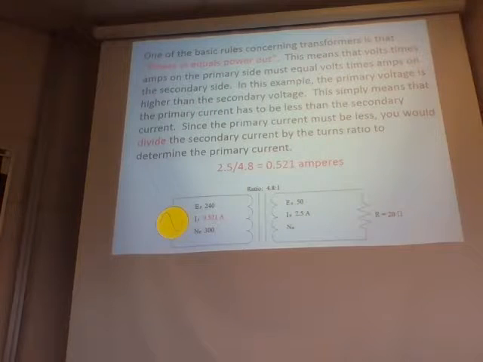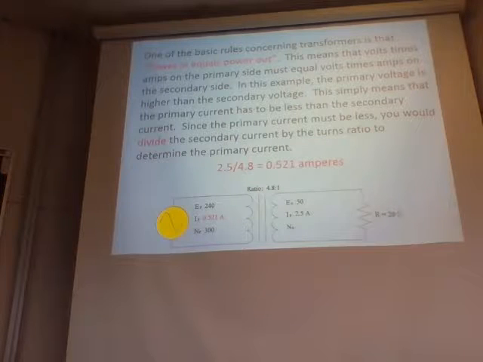Now, one of the basic rules concerning transformers is that power in equals power out. That means that the volts times the amps in the primary side must equal volts times amps in the secondary side. So in this example, the primary voltage is higher than the secondary voltage. It simply means that the primary current has to be less than the secondary current.